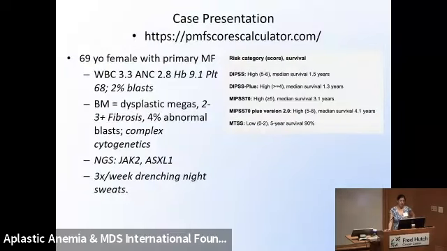Okay, so here we have our patient, our 69-year-old female, and we calculate her score. And this is one of my colleagues found this pmfscorecalculator.com, and it will tell you all the scores at once. And so when we put her variables into the scoring system, she had high by DIPSS, high by DIPSS plus, and then high by the MIPSS 70 and high by the MIPSS 70 plus version 2. So we see that her survival on all of these measures is less than 5 years.